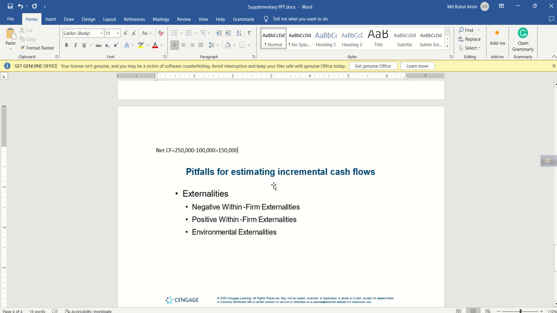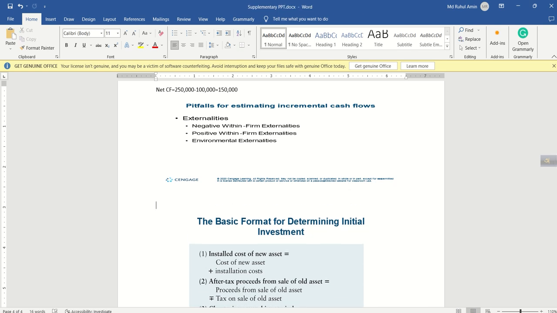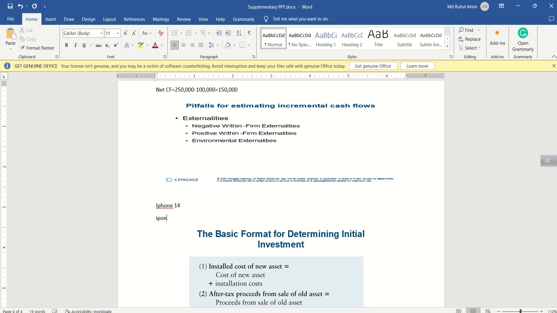Other pitfalls in cash flow estimation are externalities. So negative within-firm externalities, positive within-firm externalities, environmental externalities. So negative within-firm externalities meaning, say, what would be one example. Okay, say iPhone 14, iPhone 15.